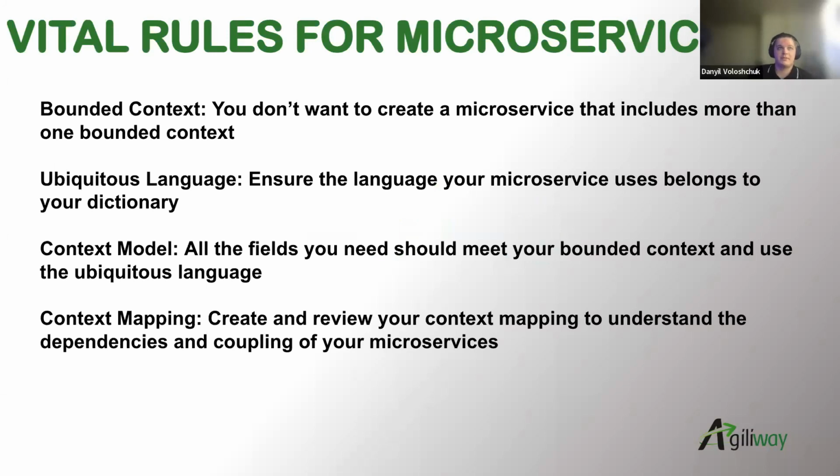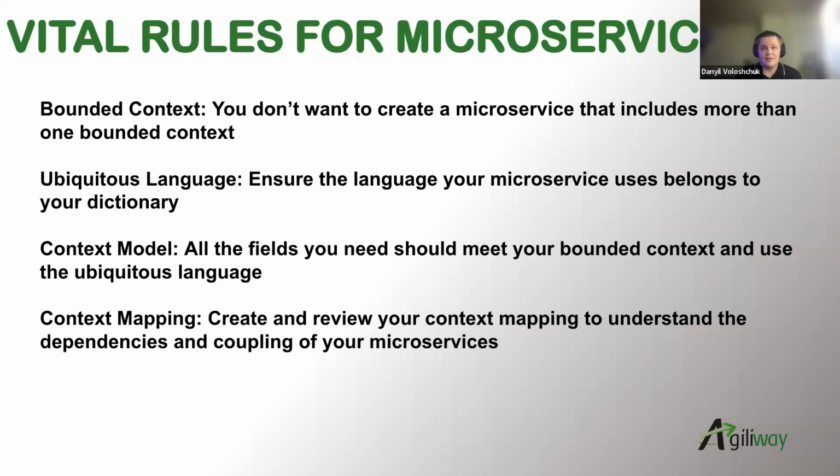A slide from my previous presentation: vital rules for microservices. I like to tell people about that because when I see microservices in project code, I am really trying to think why the project needs it, and it happens that they don't even have microservices. So the first rule: you don't want to create a microservice that includes more than one bounded context. Why? Because if it has at least two, it's not a microservice, it's a monolith. Sorry.